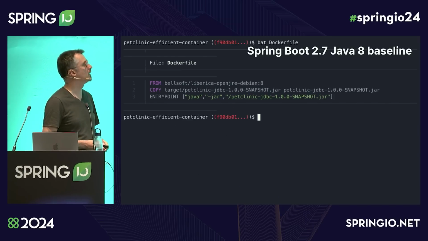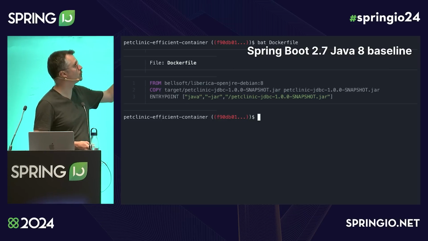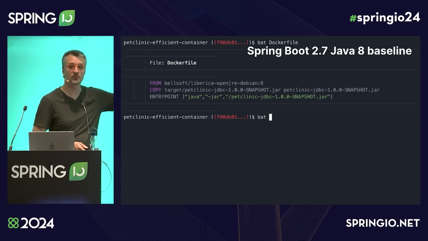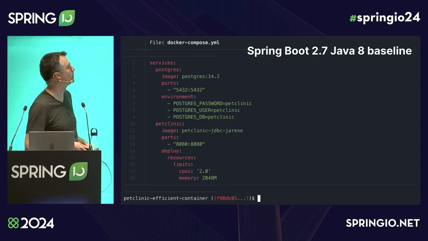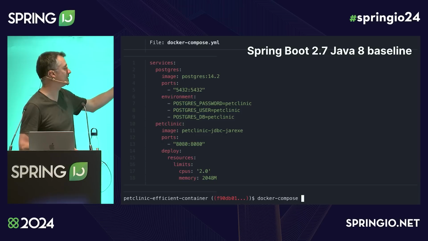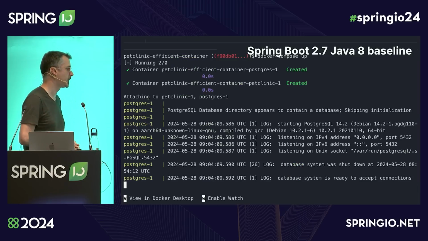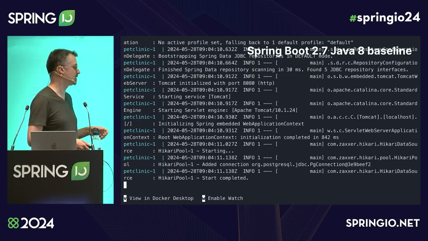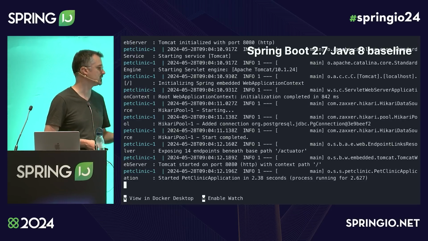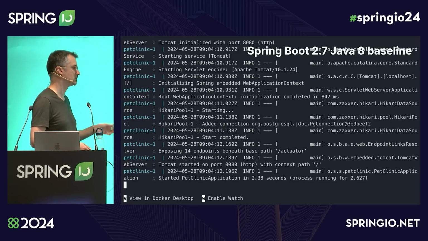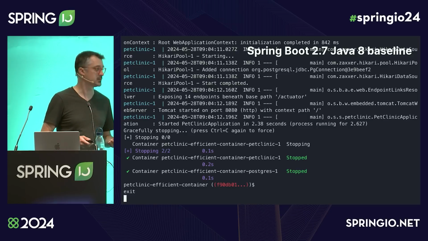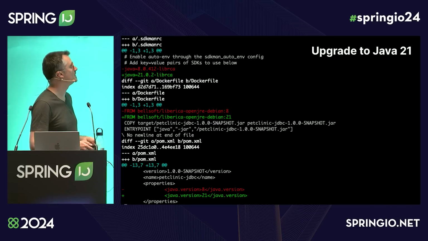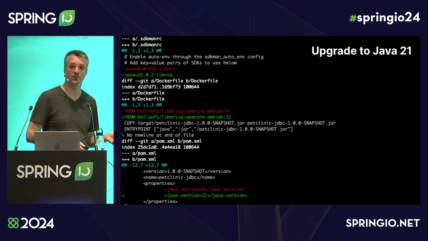We are going to use a Docker file with the bad way to run a Spring Boot application in production, just java -jar, the executable jar, and we are going to improve that. And there is the Docker file and the Docker Compose file that allow us to run the database and the application. So if we start this Spring Boot 2.7 application, you see it starts in 2.6 seconds basically, and we are going to optimize that by first upgrading to Java 21.